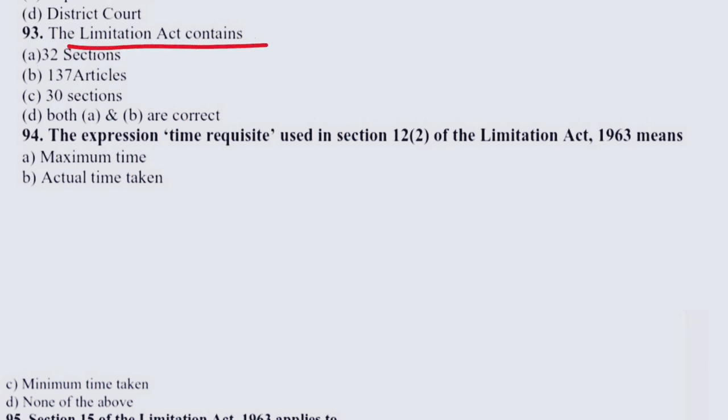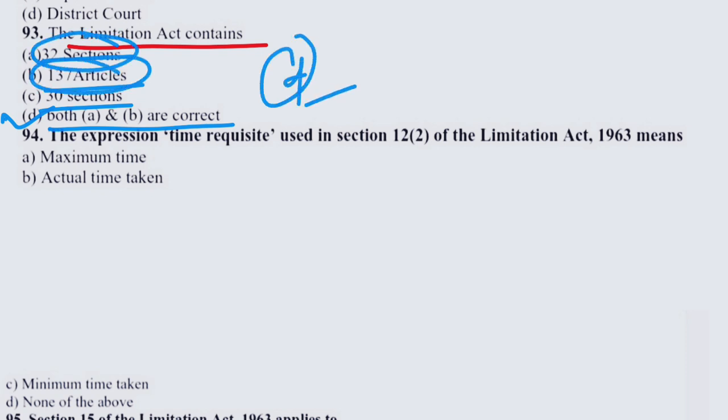Okay, the Limitation Act contains options are: 32 sections, 137 articles, 30 sections, both A and B are correct. So in this case, the correct option would be option D. That means it contains both 32 sections and 137 articles. So in this case, option D would be the correct answer.